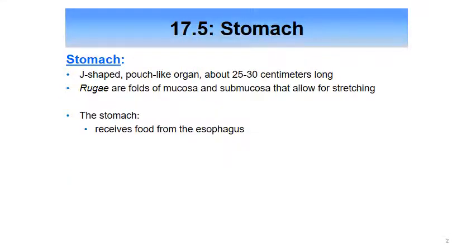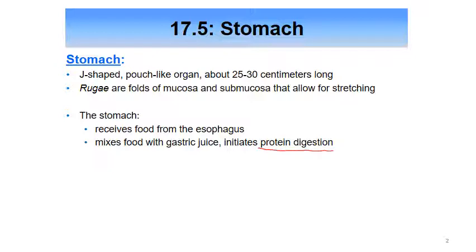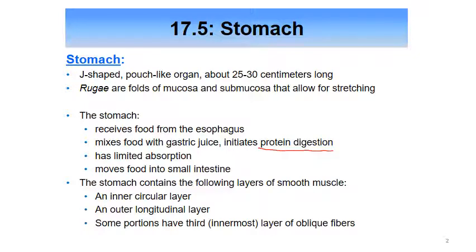So now the stomach. Stomach is the one that receives the food from the esophagus and mixes the food with the gastric juice. And here in the stomach, it's the proteins that are being broken down. So in the mouth, through saliva, it was starch. Now the stomach is doing the proteins. Has limited absorption. So here the stomach really absorbs more of liquids, medicines, medications, alcohol. Not much of nutrients of absorption occurs here. But then it's going to move the food next into the small intestine.